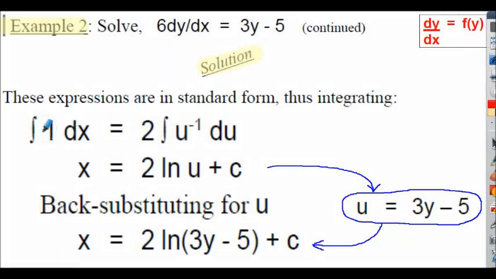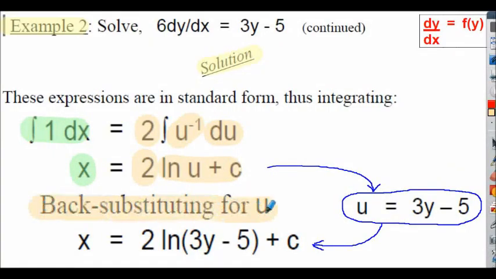Example 2, solution continued. So now essentially on the left-hand side, integrating 1 with respect to x, standard form, will become x. On the right-hand side, we have the integral of u to the -1 with respect to u. That's our standard form. That will integrate to ln u plus c. And because we have a 2 outside the integral, we simply factor the ln function by 2. Finally, back substituting for u, substituting the u with the 3y minus 5, we have our full solution that x is equal to 2 times ln of 3y minus 5 plus the constant of integration c. So that's the general solution for example 2.